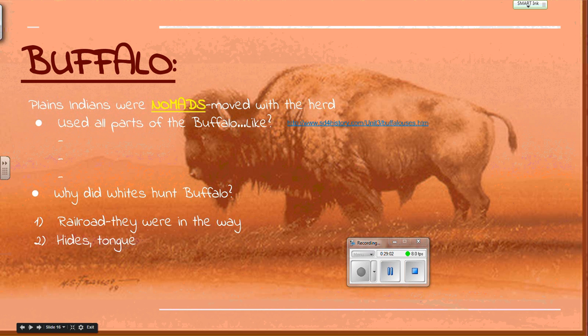Second, things were becoming special over in Europe. It was all the rage, ladies, all the fashion in Europe to have a buffalo fur on, and it was actually a delicacy in England to eat buffalo tongue. So they would take the fur, take the tongue, and leave everything else to rot on the prairie.